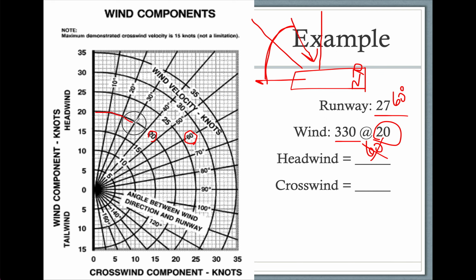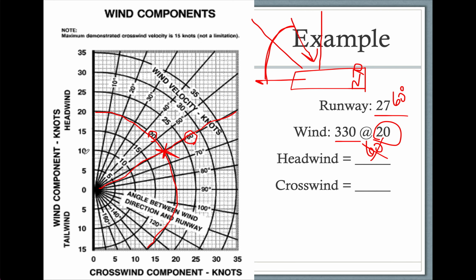So wherever this line intersects this line is going to be my answer. Well, that's how I get my answer. So right there is where my 20-knot wind velocity intersects with my 60-degree difference between runway and wind direction line here.